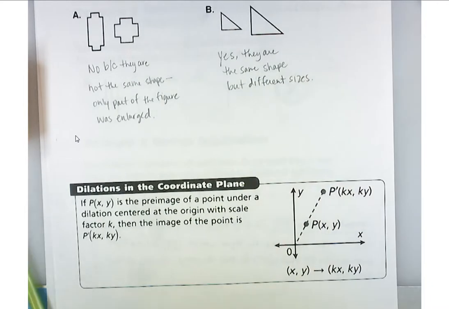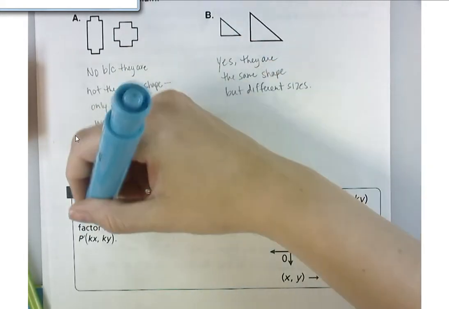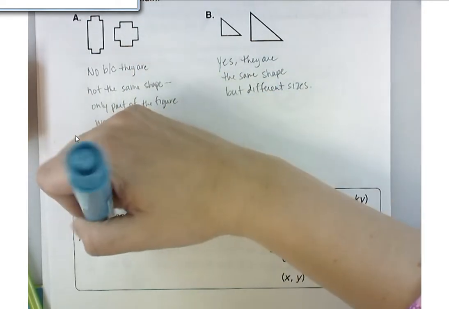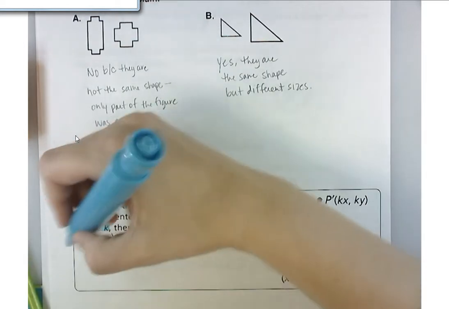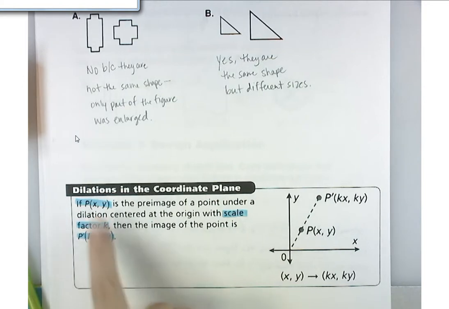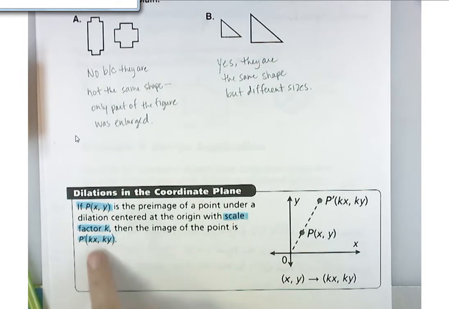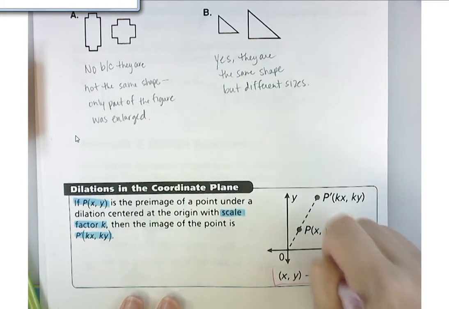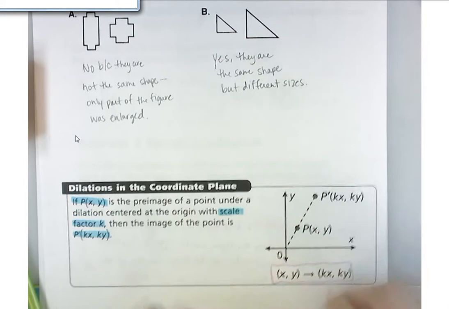Then we're going to talk about dilations in the coordinate plane. Okay, so some coordinate plane work like we did yesterday. So if you have a point that's the pre-image of a point under a dilation that's centered at the origin with a scale factor of k, then the image of the point is kx, ky. Okay, so what that means is you're going to multiply x by that scale factor k, and you're going to multiply y by the scale factor k. So remember yesterday we had those rules. Here's another rule. Okay, and then we're just going to write out what that means.